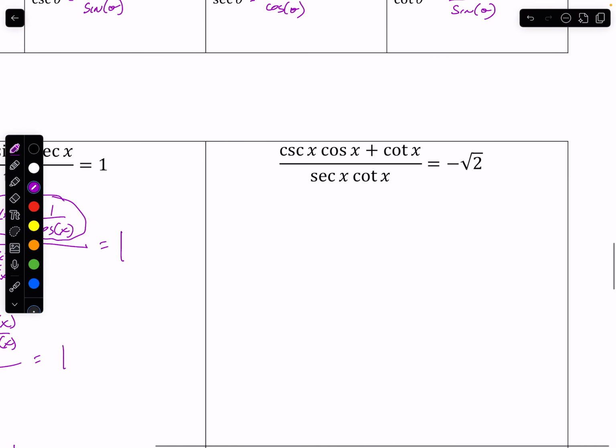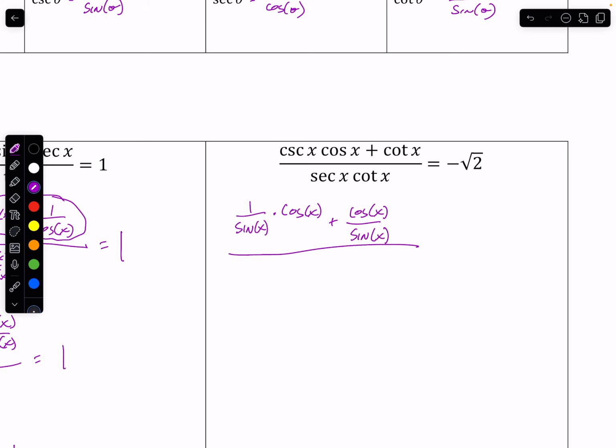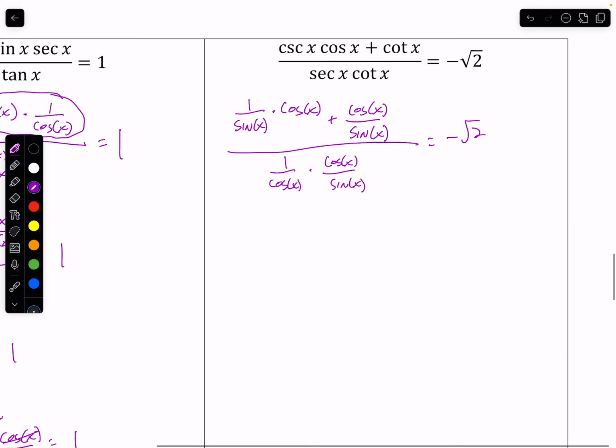All right, let's try this one. Let's use our ratios to turn everything into sine and cosine. So I have 1 over sine of x times cosine of x plus cotangent, which is cosine of x over sine of x, over secant, which is 1 over cosine of x, times cotangent, which is cosine of x over sine of x, equals negative root 2. So we want to solve this equation.